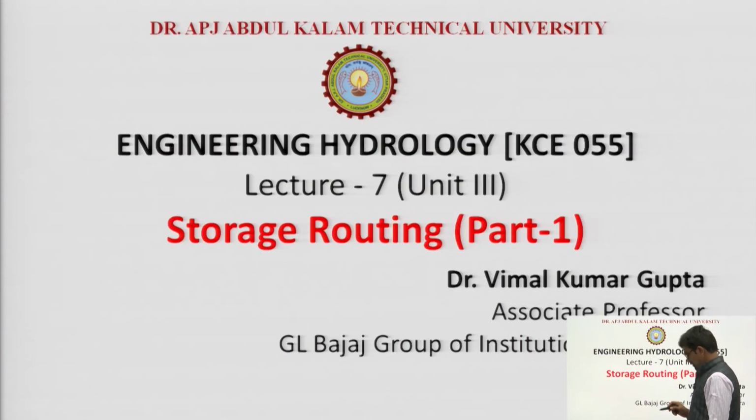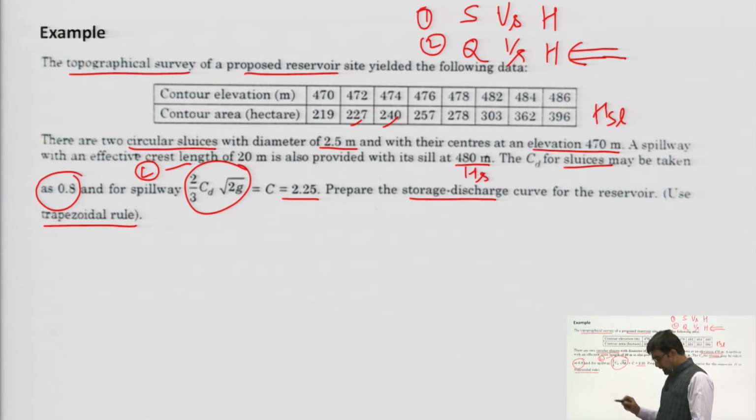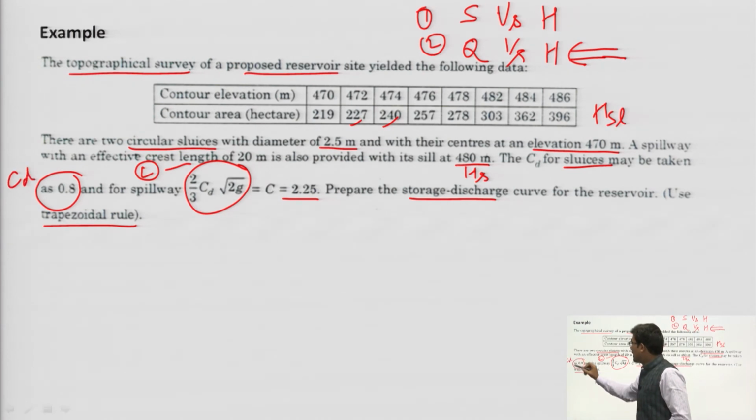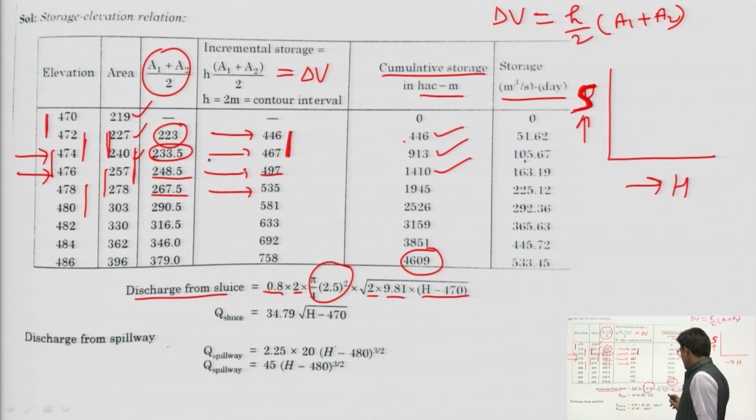The constant is given as 2/3 times Cd into this. For the sluice, Cd is 0.8. Since two gates are there, it is 2 times the area, where 2.5 meter is the diameter, and under root of 2g into (h minus 470). So we can have the formula for discharge through the sluice in terms of h.